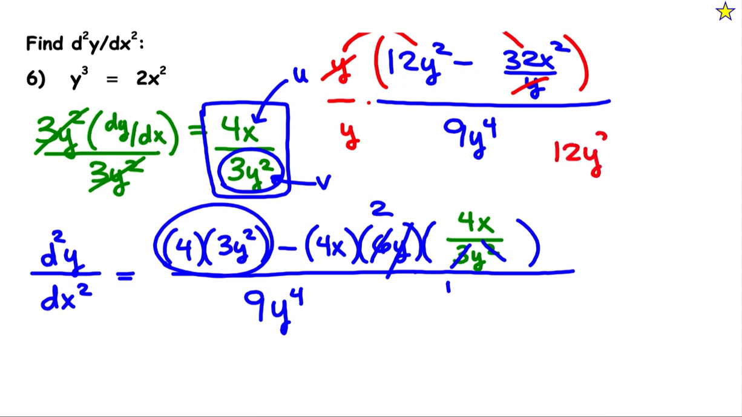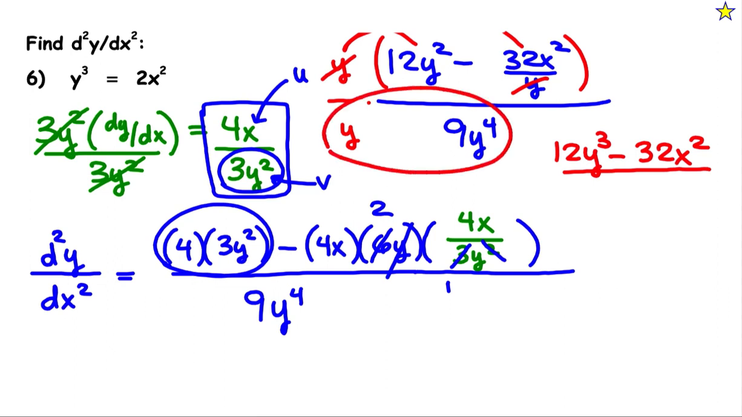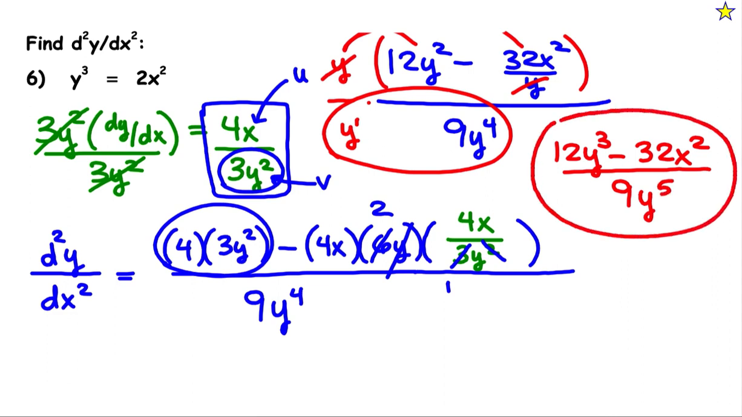This is an improved answer. Minus 32x squared over 9y to the 5th. Remember, there's a 1 on that. There we go. And that's the answer I fully expect to see. Not that other unsimplified stuff. All right. Let's take a look.